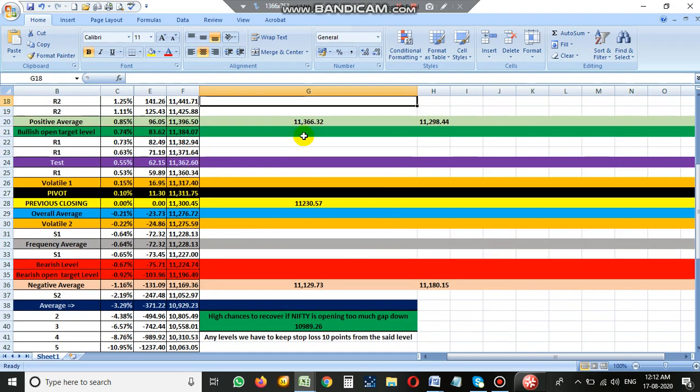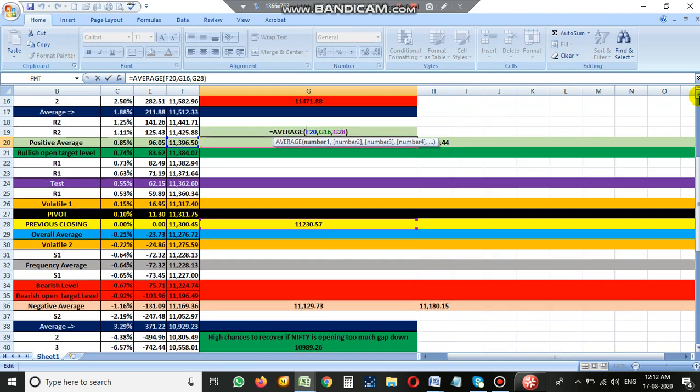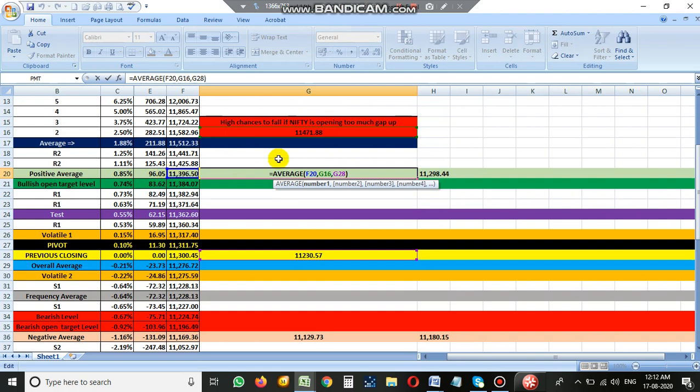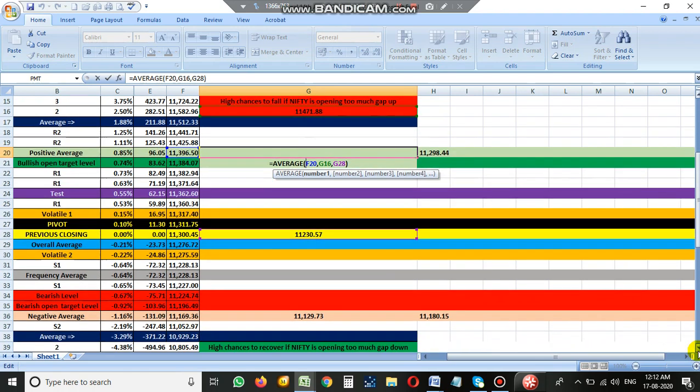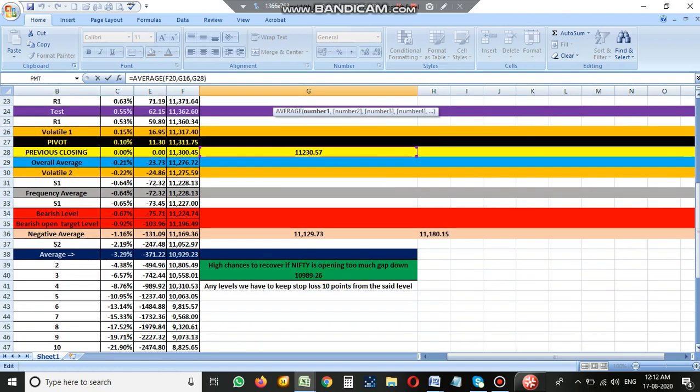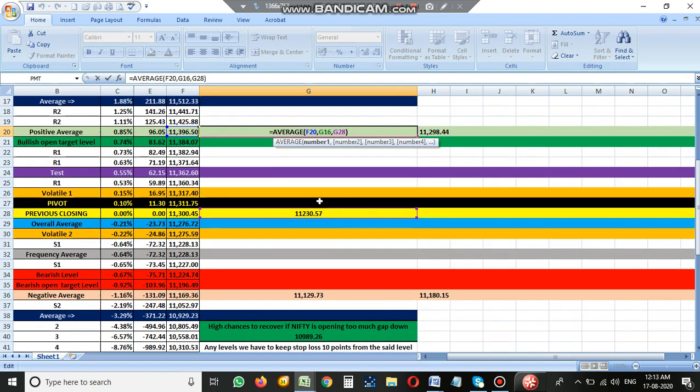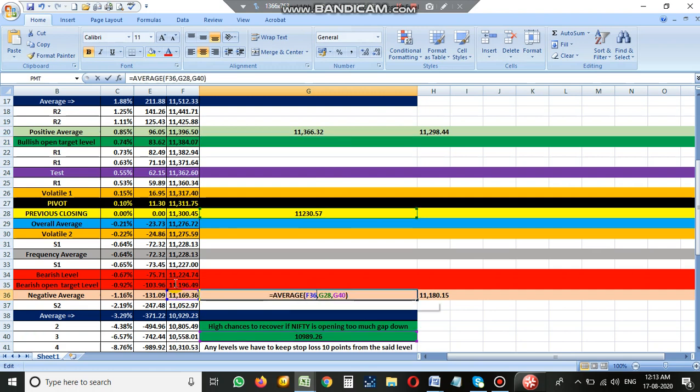And one more interesting fact is that the average is also matching. See the average of the particular positive average with the high chances to fall, and the negative average with the low chances to recover, on the previous closing level. Both give exact points, and the closing also gives exactly the average of these two. The market has closed in the range of 11,180, but Friday it closed at 11,178. So how do these averages all come out matching?